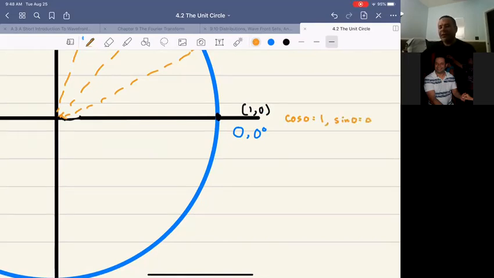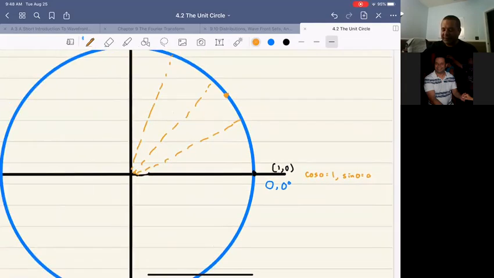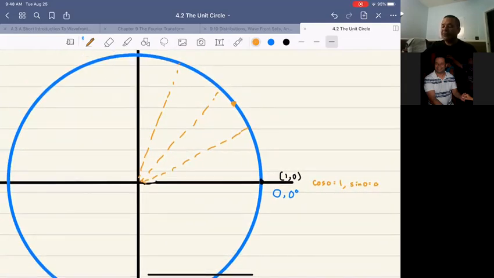I don't have the degrees on there, so I'm doing that. That's radians, but the same is true for the degrees. That's going to look terrible, but oh well.